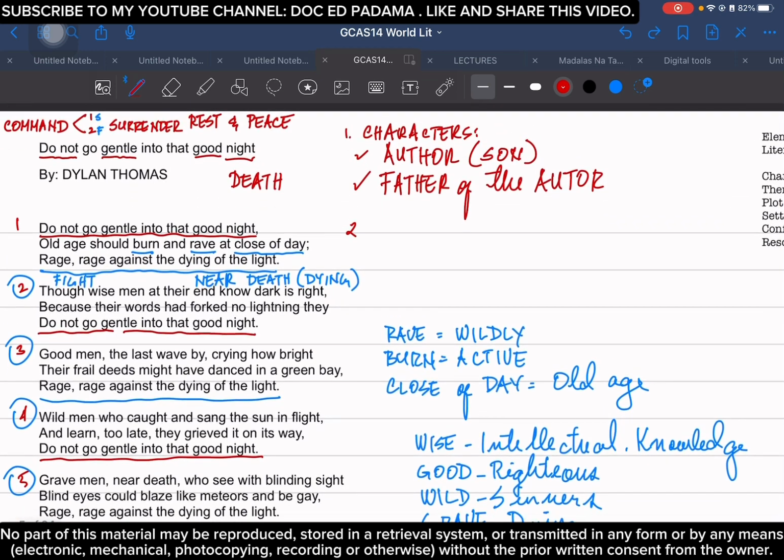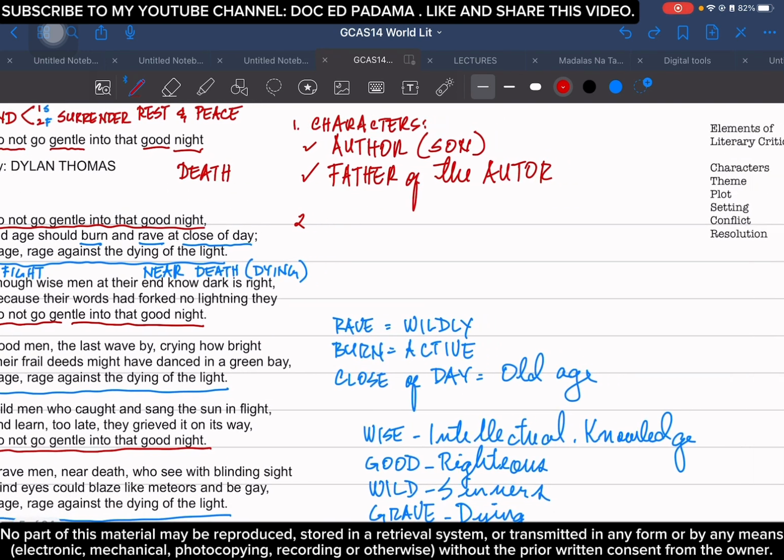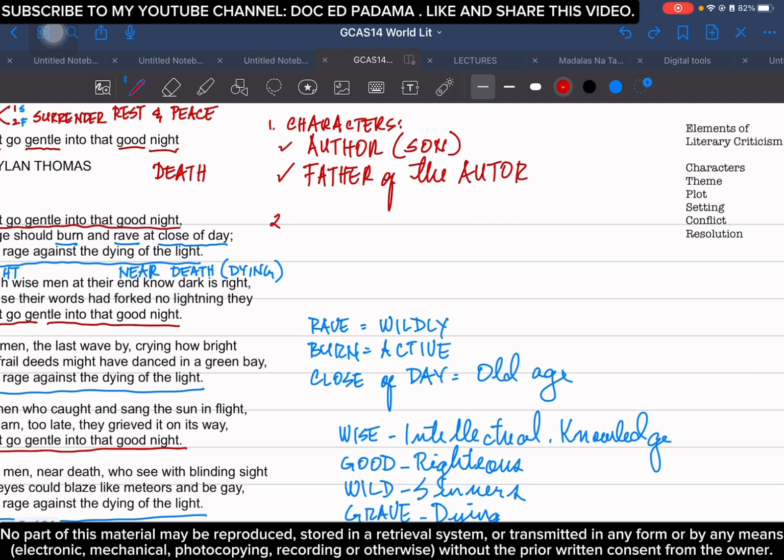Now, to complete our elements of literary criticism, the second one is what we call the theme. Based on our discussion, what do you think is the main theme, the subject or the topic of this particular poem written by Dylan Thomas? We can already write here that the theme is about death or dying. And then you have to discuss why. You have to explain why it is death or dying.